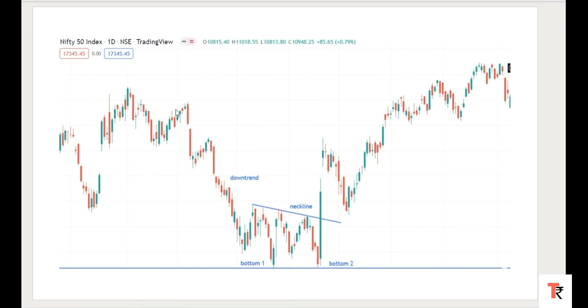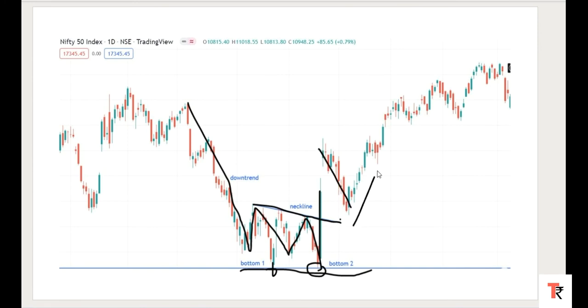You can find after the Nifty moved down, it made a first bottom and then a second bottom. You can find a double bottom is formed here and here, and a neckline is drawn, and after the price breaks through, it gave a pullback again, and then you can see how the market moved up. So this is how a double bottom would reflect.